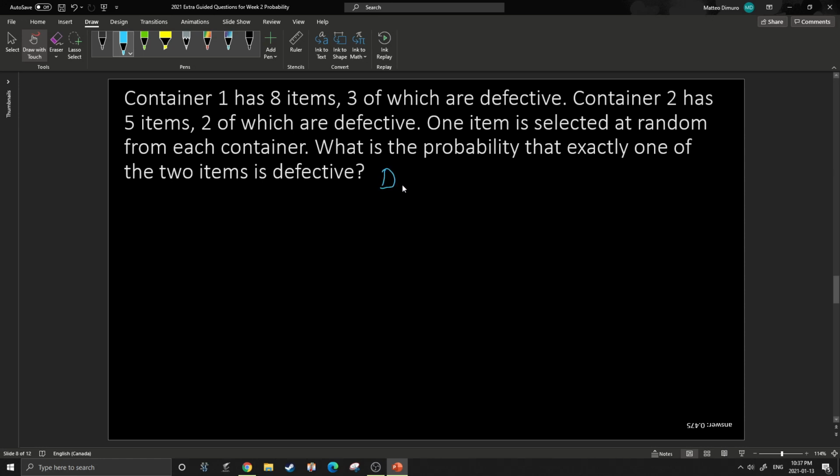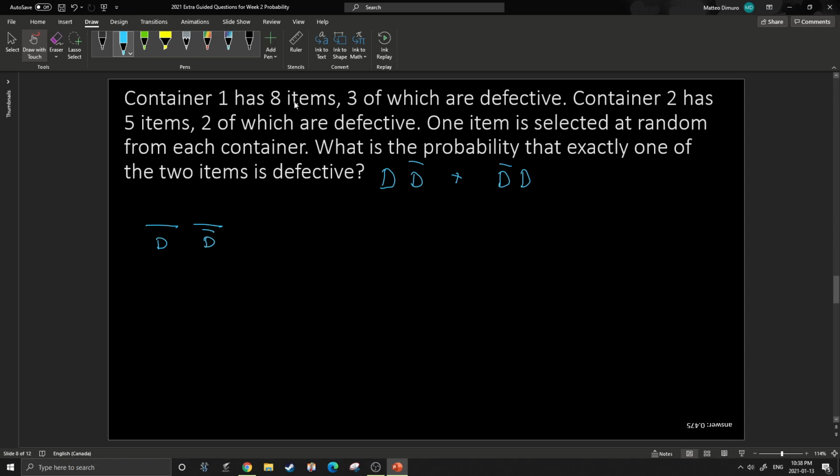Well, I can get defective, not defective, or, so add, not defective, defective. That's the only way to get exactly 1 defective. So keep in mind this will be container 1, container 2, and container 1, container 2. So what do we do? Well, let's go ahead and go defective and not defective.